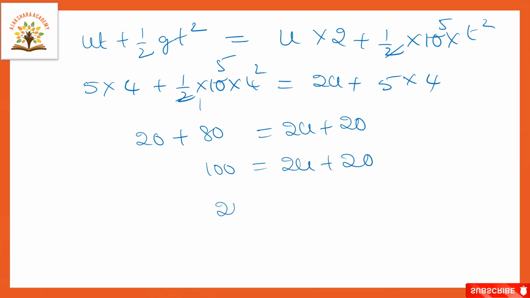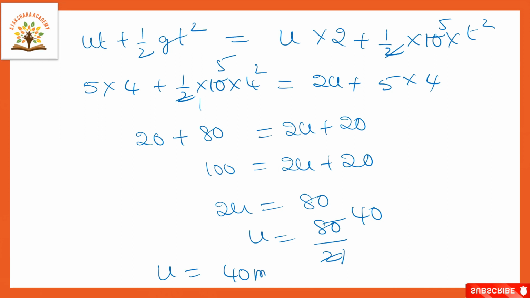So 2u plus 20 is equal to 100. So 2u is equal to 100 minus 20, 80. u is equal to 80 by 2, which is 40. So u is equal to 40 meters per second. Okay, next we will go to the next question.